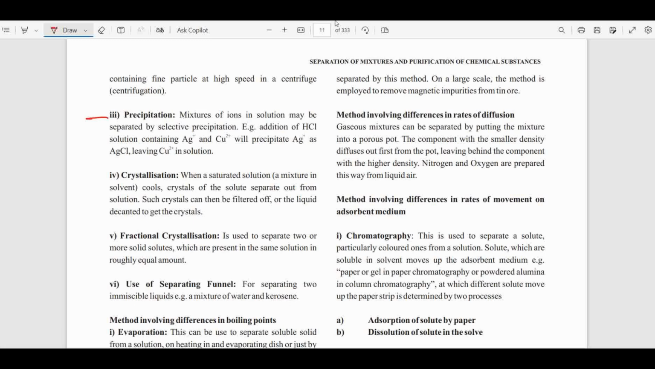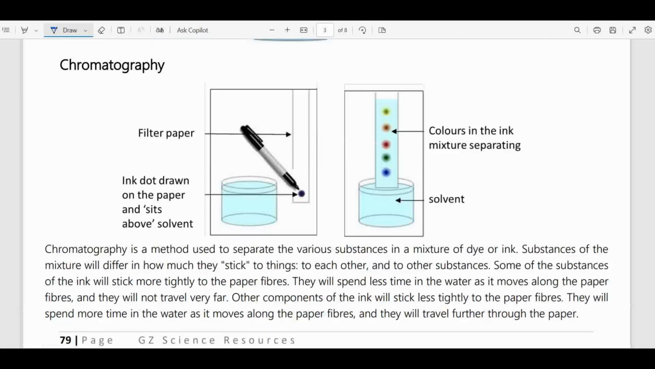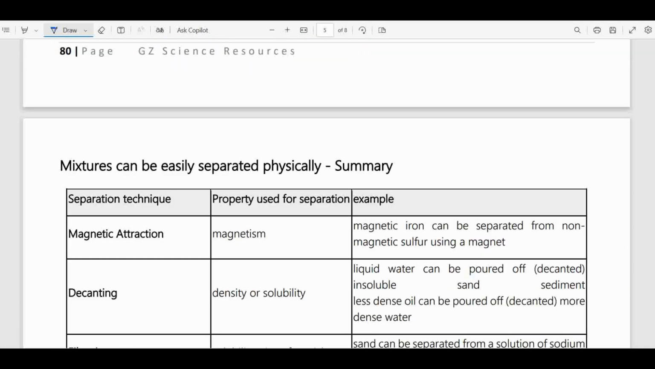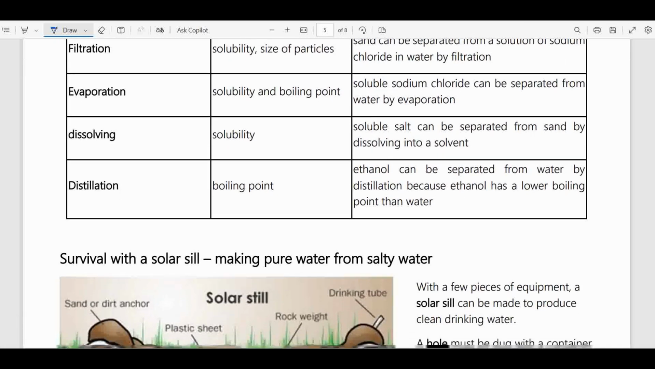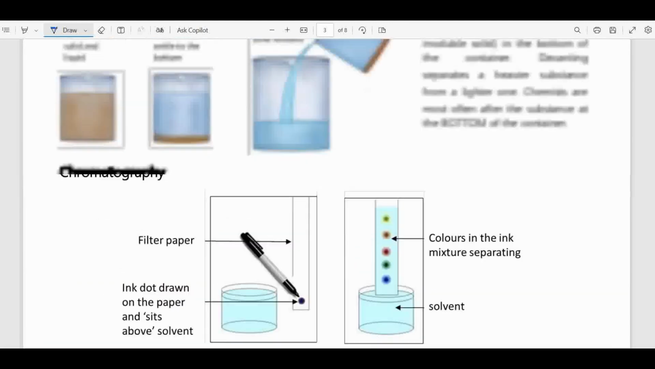Okay, now I come back here. Let me see if I have a note on precipitation, which I doubt. Okay, now I go back to the textbook.